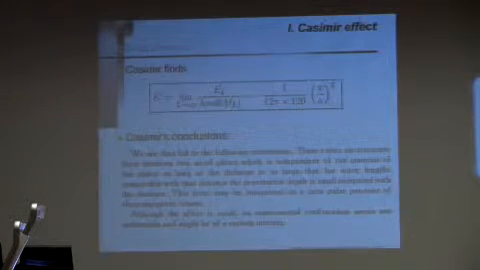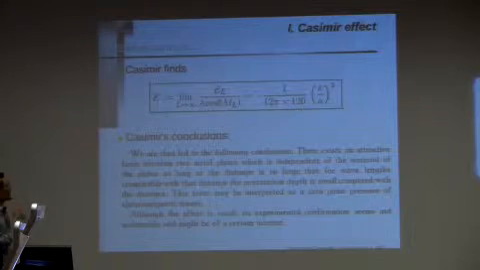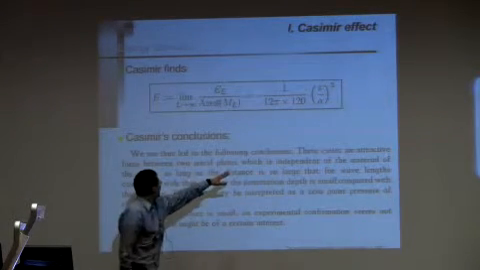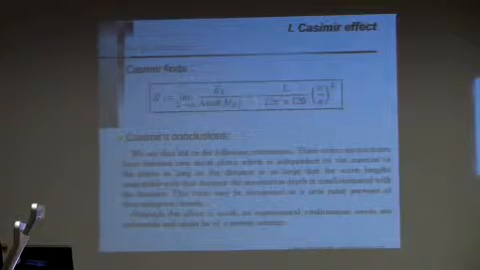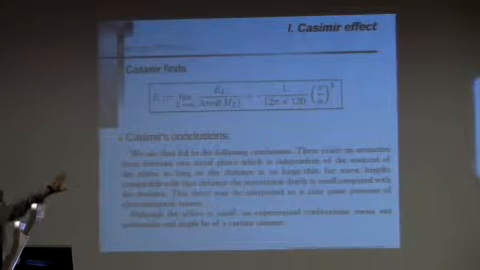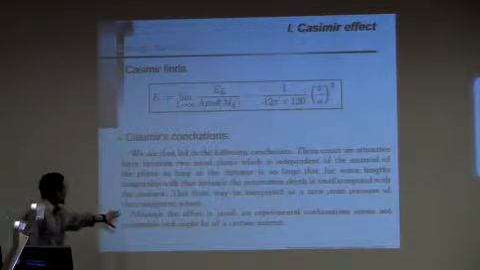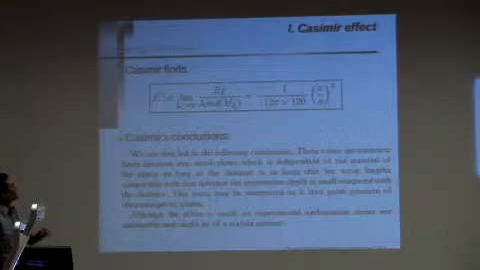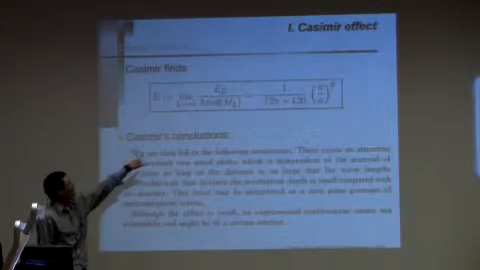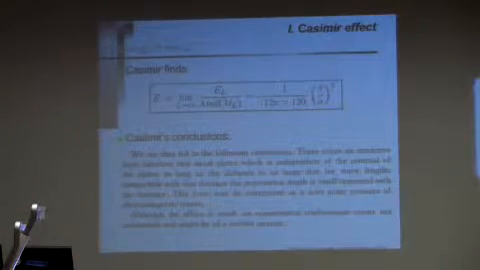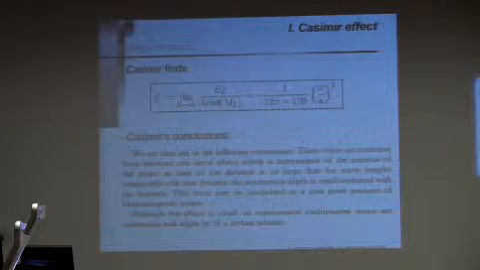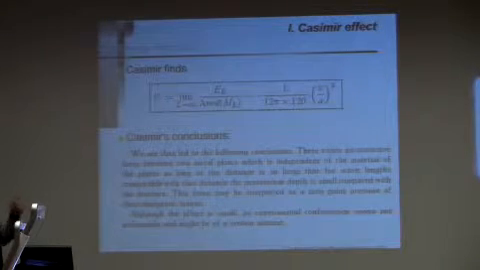And here's his conclusion. He says there exists a force between two metal plates which is independent of the material of the plates as long as the distance is large, and so on. At the end he says, although the effect is small, an experimental confirmation seems not infeasible and might be of a certain interest. It's small because I left out Planck's constant, which multiplies that. And this was back in 1948.